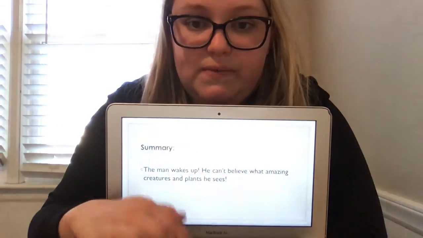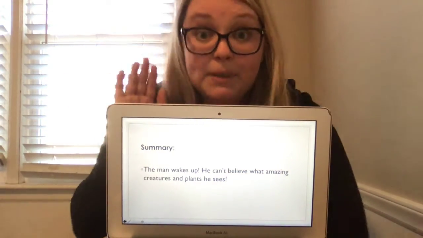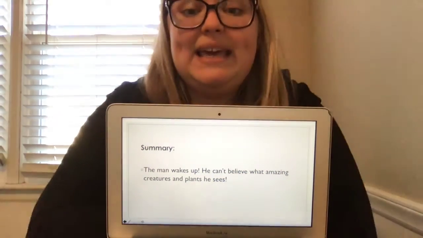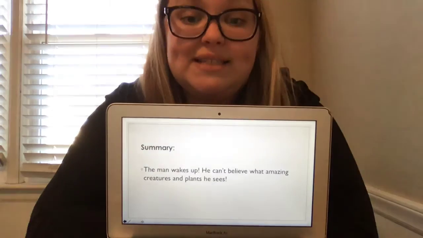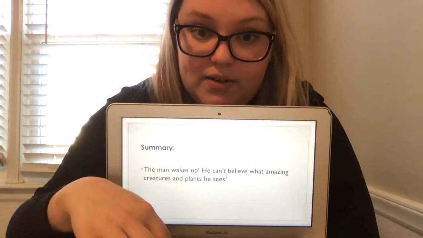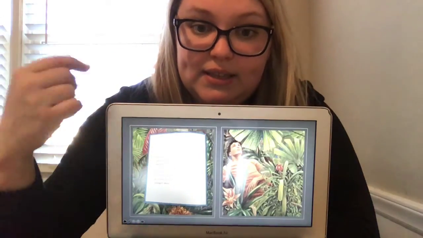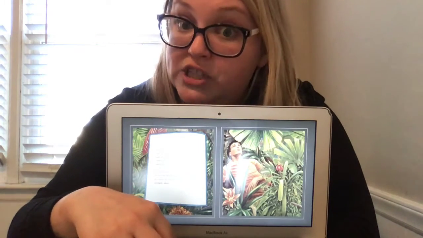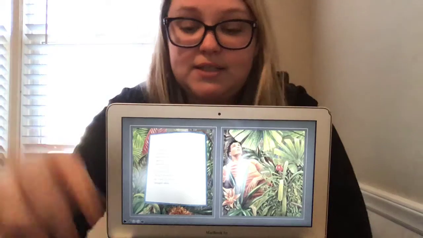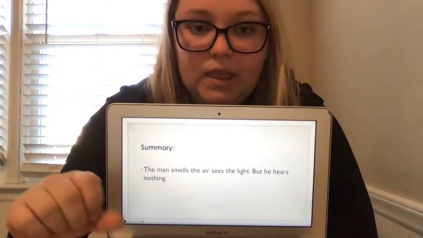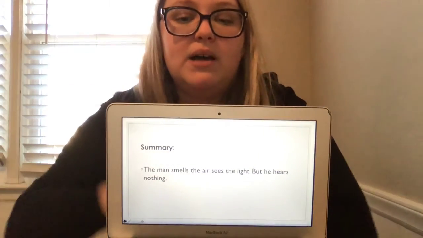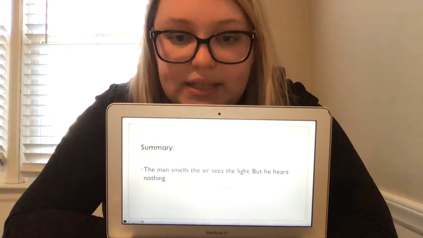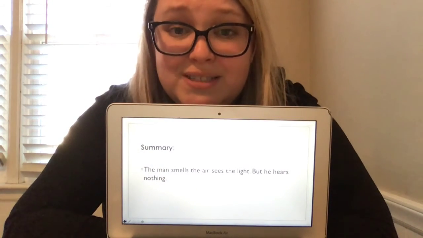Okay? So everyone's here, right? All the animals come to visit, and the man wakes up. He's like, oh! And he can't believe what amazing creatures and plants he sees, okay? And this is him. I think he's looking at things with fresh eyes. Remember the fresh eyes? The man smells the air, sees the light, okay? But he hears nothing.